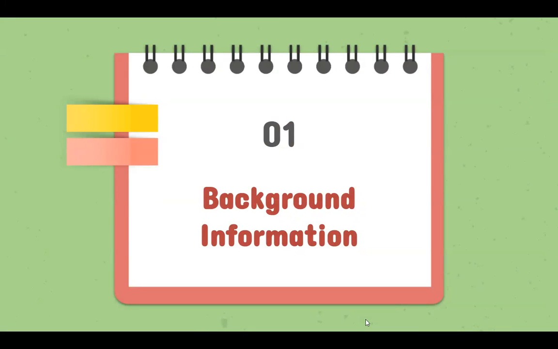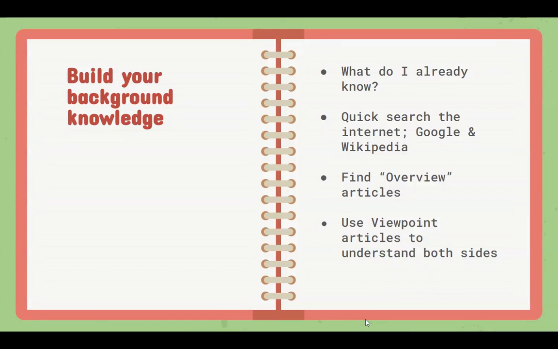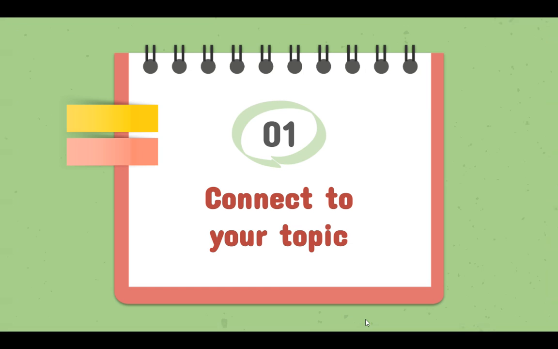Let's start with background information. Let's activate some background knowledge. What do you already know about the topic? You can do a quick search on the internet using Google or Wikipedia. You can find some overview articles, or you can even use viewpoint articles in our databases to understand both sides. These are called pro and con articles.